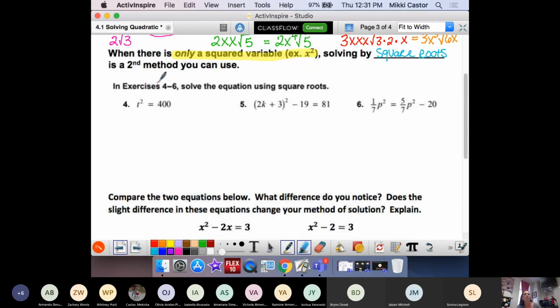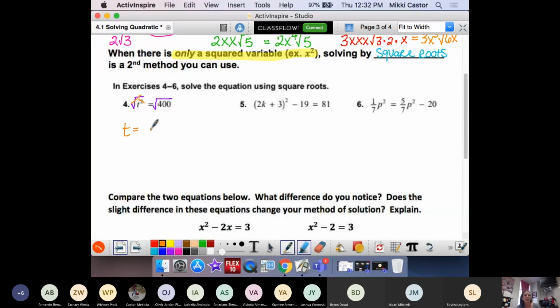All right, so example 4 through 6, solve the equations using square roots. So it's already kind of telling you there's only a squared variable in this problem, so you can use square roots. So for example, this one is t squared, so there's only a squared variable. So we get rid of the square by using its inverse, and the inverse of a square is a square root. So I'm going to take the square root on both sides of the equation. Okay. Over here, the square root and the square will cancel each other out, and I'm just left with t.